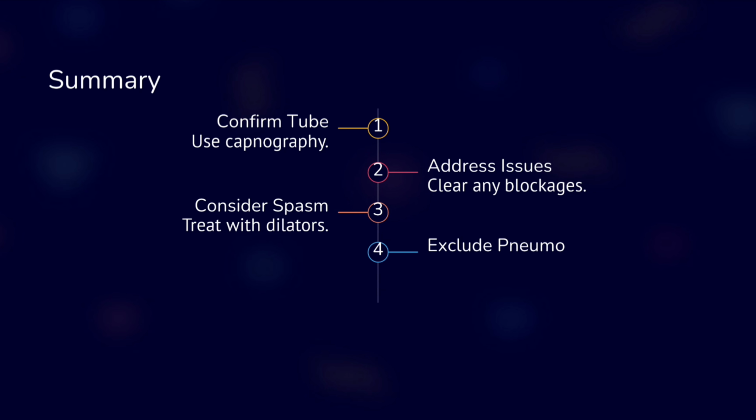So to summarize, we have to first confirm tube placement using capnography, auscultation, or fiber optic scope. We have to address obstructions by ruling out any kinks, foreign bodies, or cuff issues. We have to consider bronchospasm and treat with bronchodilators and address potential anaphylaxis. And we have to exclude pneumothorax by seeing the rise in chest and using ultrasound. And if it is present, we have to treat it. And we have to consider some other conditions which are rare but important.